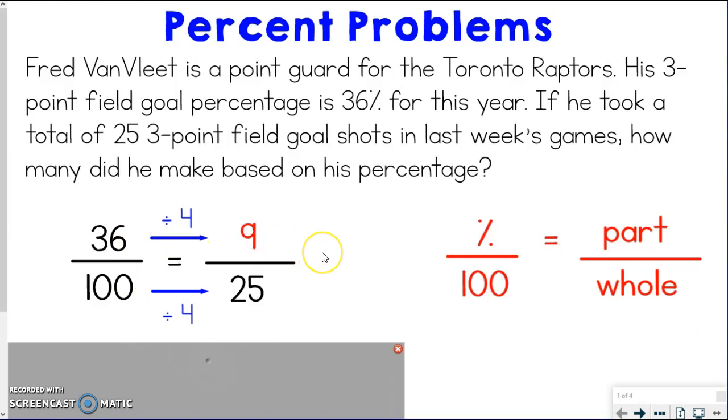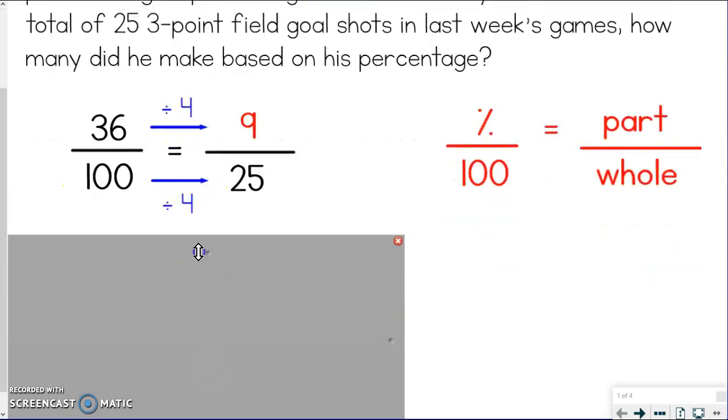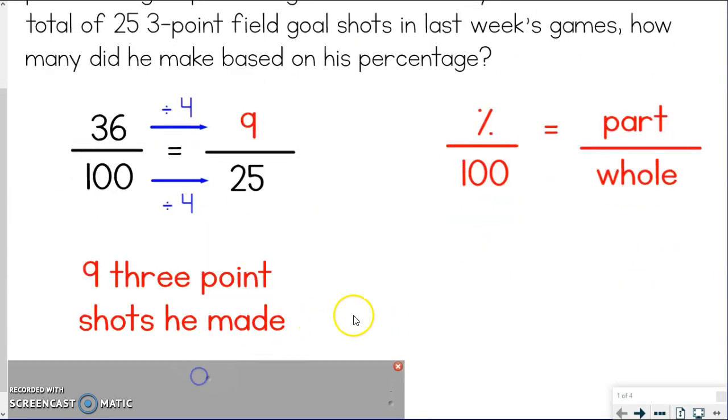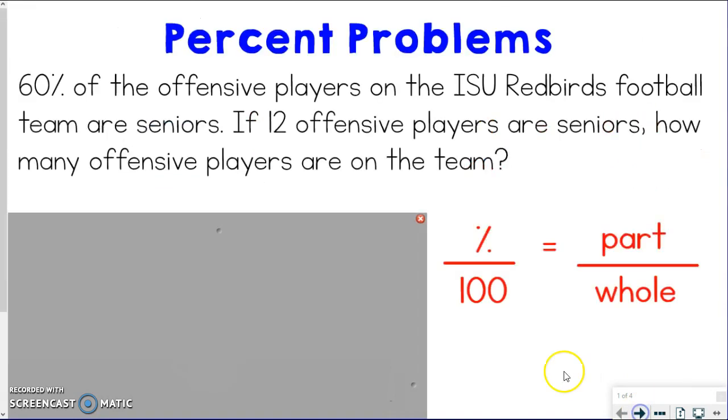But we need to label this, so it's not just 9. We want to look back at the question, and it's talking about how many did he make. So that's how many shots did he make. So I'm going to word it as 9 3-point shots he made. I know it's a little bit long of a label, but you want to make sure that you use that so you know exactly what your answer means. Okay? And if you need to go back and take another look, feel free to rewind the video and rewatch something. But otherwise, I'm going to move on to the next one.